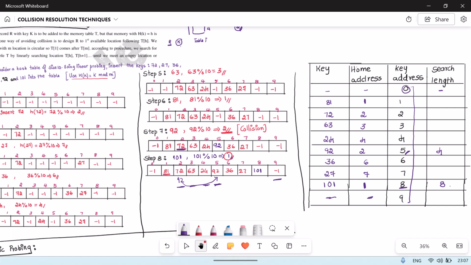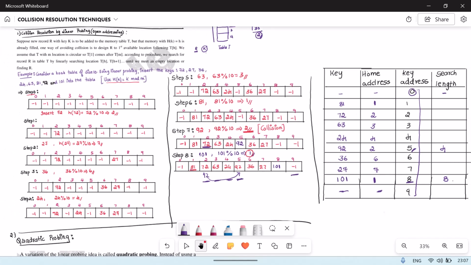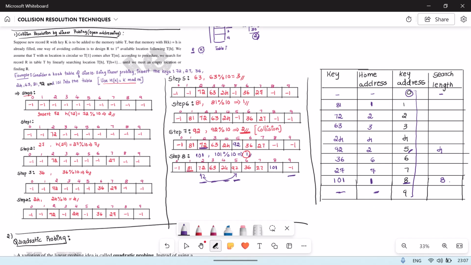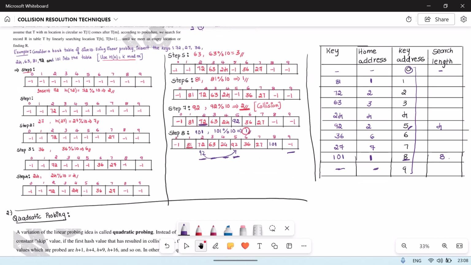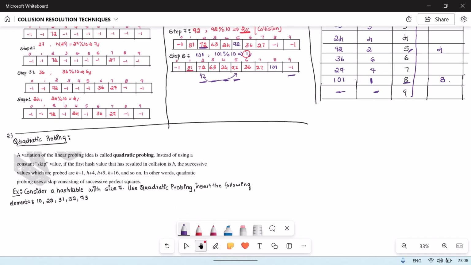This is a very popular and most commonly asked question. If they ask you to explain with the help of an example, you need not take such a big example. You can take 4 or 5 digits and explain. The idea is, you place the elements and identify the digits. Make sure that 2 digits have the same hash value, and then you can show the collision and how the collision can be resolved. I hope it is clear. This is all about the first method, collision resolution using linear probing.